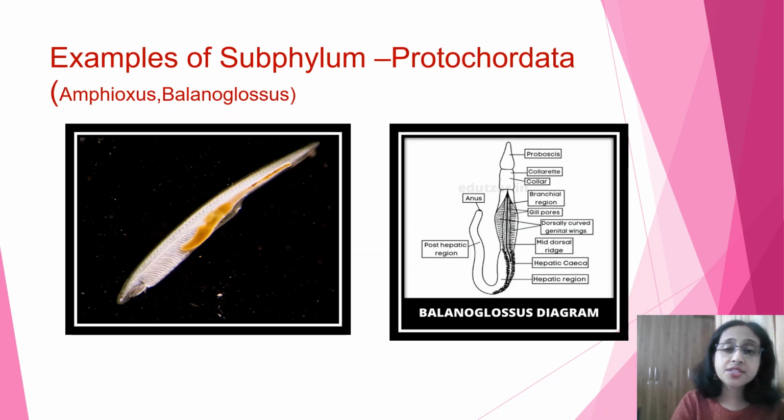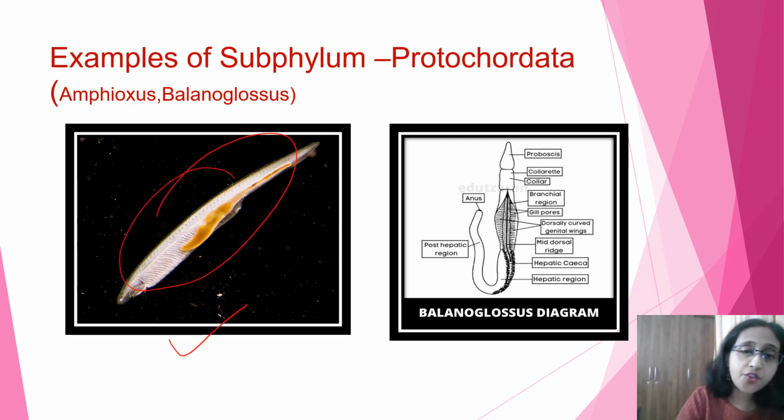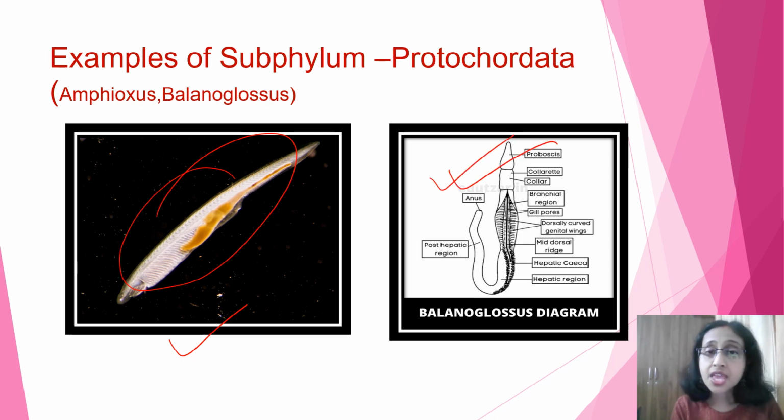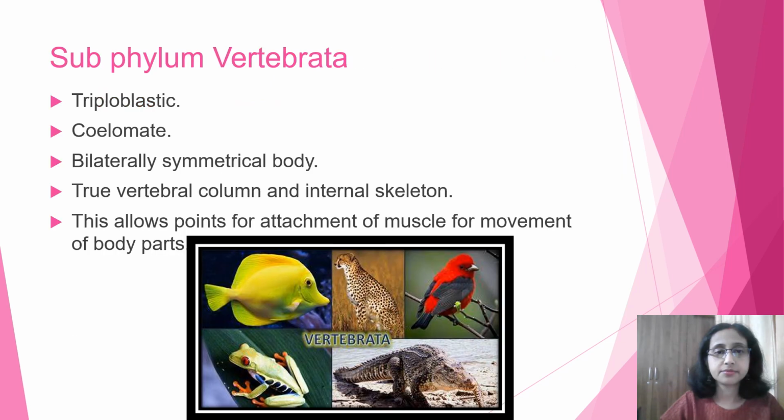Now examples of subphylum Protochordata. What is that? The first one is Amphioxus. It is the first example. And the next one is the Balanoglossus. So these are the two main examples of subphylum Protochordata. Now here comes the subphylum Vertebrata.